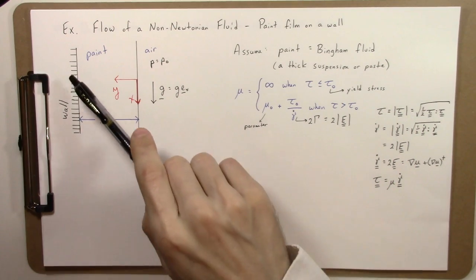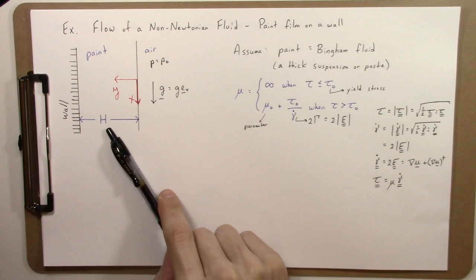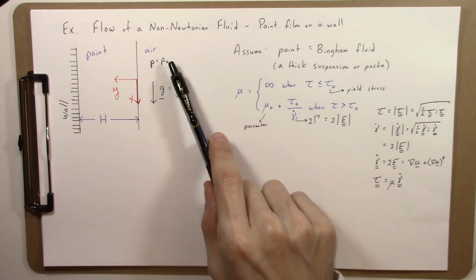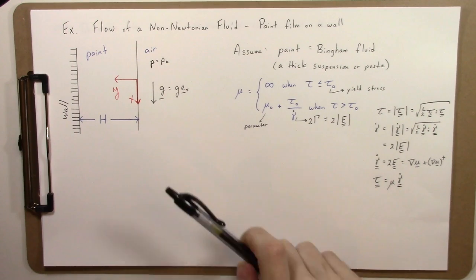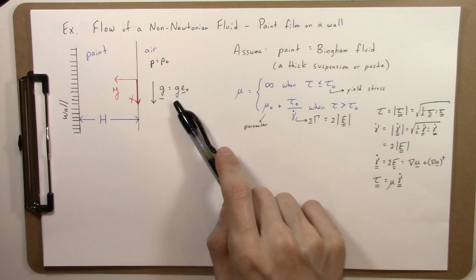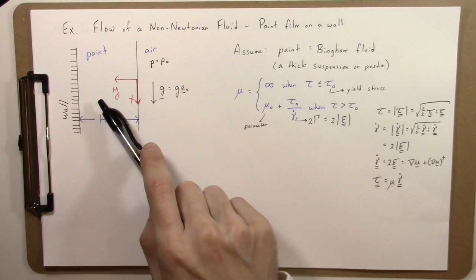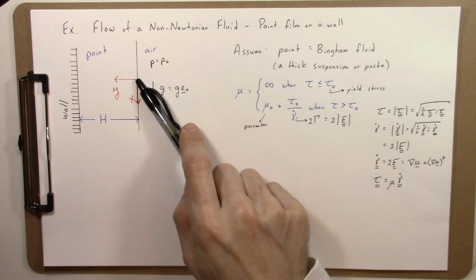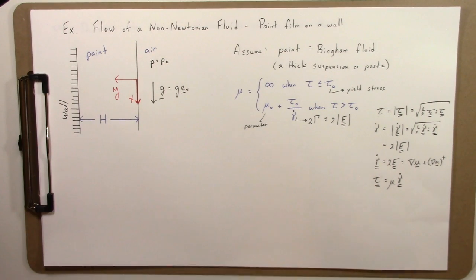So the situation is shown here. We have a vertical wall and a film of paint of thickness capital H. Paint is bordered by the air on the right-hand side, where the pressure is simply P naught, constant atmospheric pressure. Gravity is directed downward in this figure, so gravity g is equal to g times e_x because x is directed down and y is directed to the left, so y equals 0 at the paint-air interface and y equals capital H at the paint-wall interface.